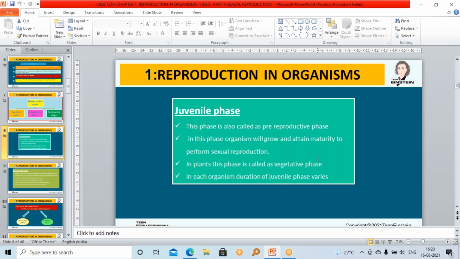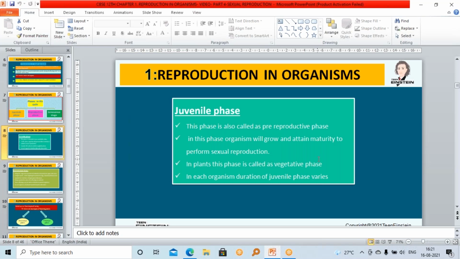After the juvenile phase, which is the next phase? Reproductive phase. So the organism is attaining maturity to perform sexual reproduction, and for that the organism's body is getting ready. That phase is called the juvenile stage or juvenile phase, where the body of the organism is getting ready for sexual reproduction.